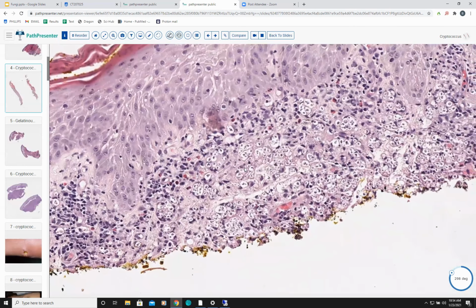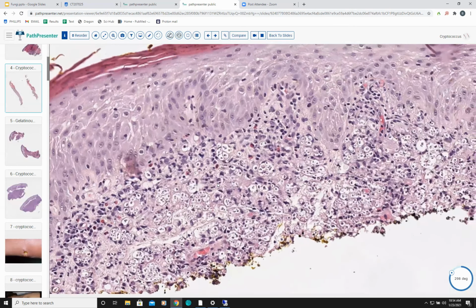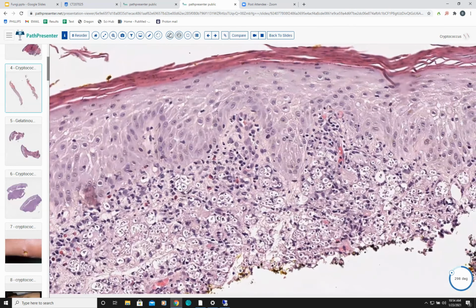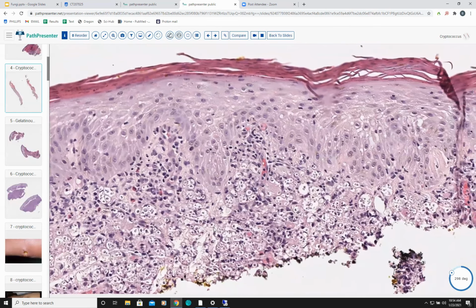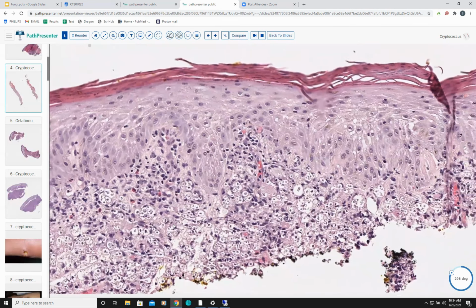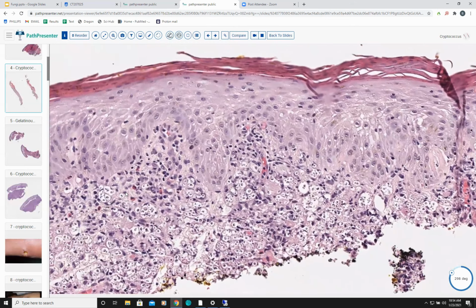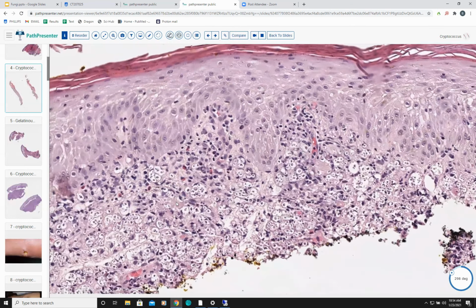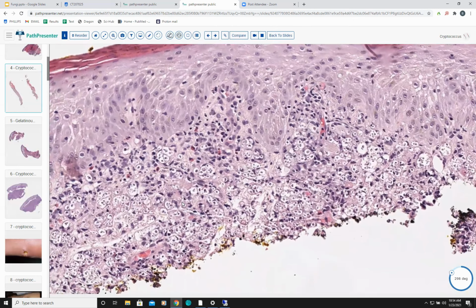Yeah, beautiful. And the areas where you can see if they bud, you'll see pinched off budding. I'm not finding it here nicely, but this gelatinous capsule is really characteristic. You can see eosinophils here. And this is Cryptococcus, the gelatinous type. And yeah, this is usually Cryptococcus neoformans, but there are other ones that you can get.